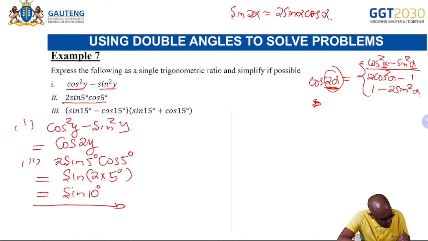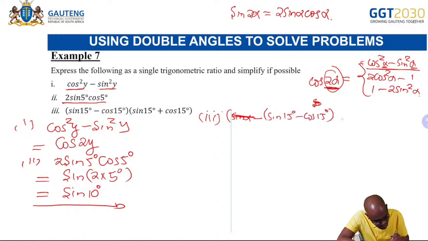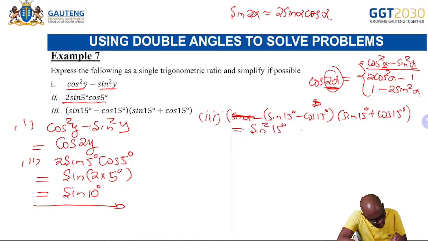Right, let's look at the third one. Roman figure 3. We have sine 15 minus cos 15 times sine 15 plus cos 15. Now here we are going to use the distributive property. We multiply that with FOIL: sine squared of 15, plus sine 15 cos 15, minus cos 15 sine 15. So this would be minus the cos squared of 15. That's how you're going to FOIL that one.